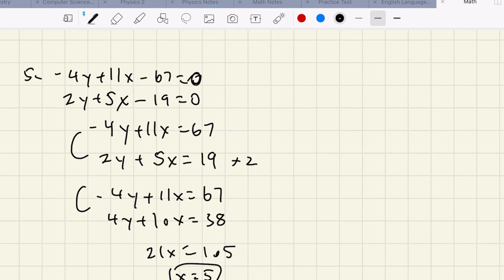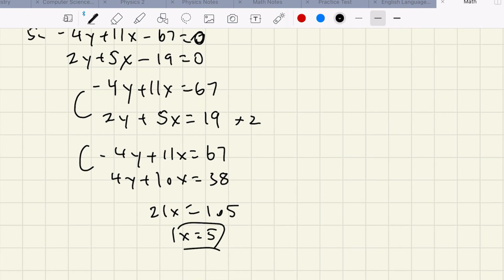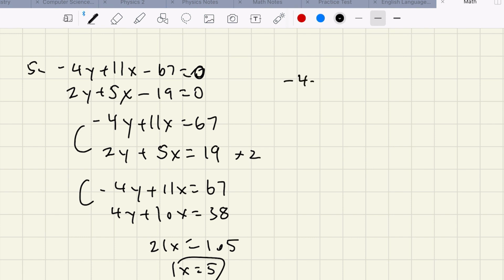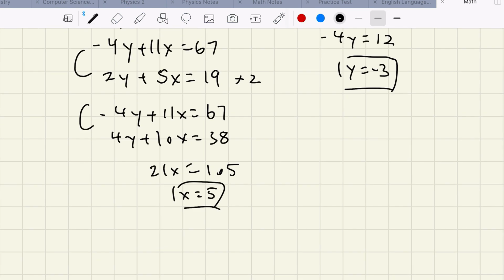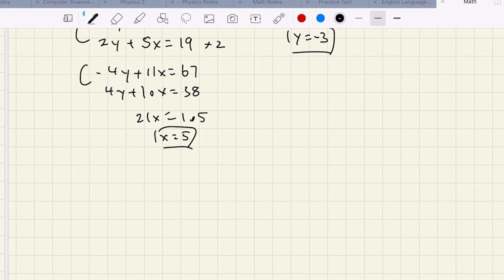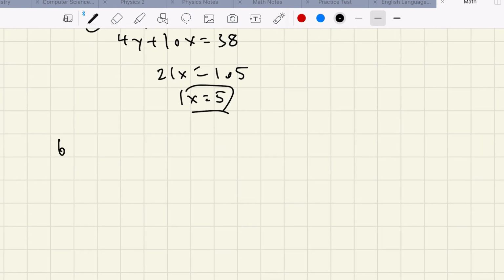And you plug that back in, and plug it here. Negative 4y plus 55 equals 67. Negative 4y equals 12, y equals negative 3. That's one of the complex problems.